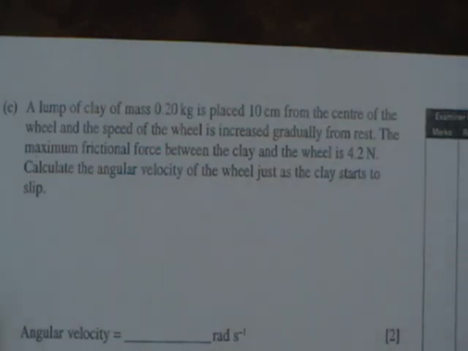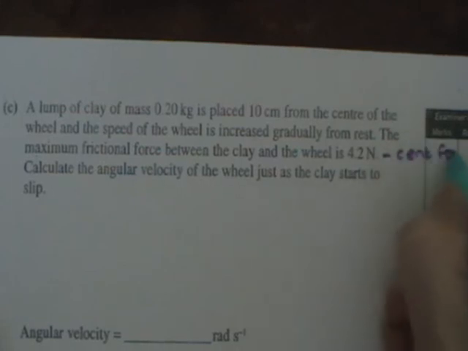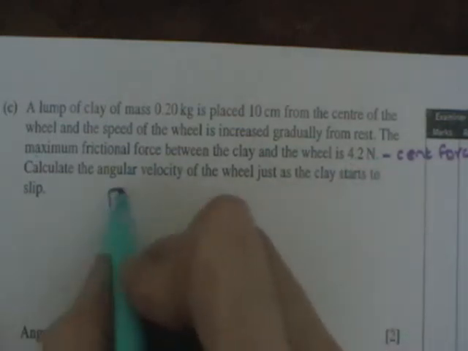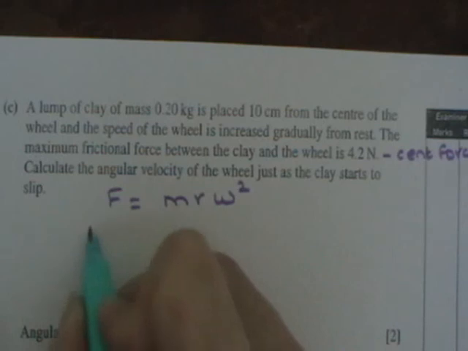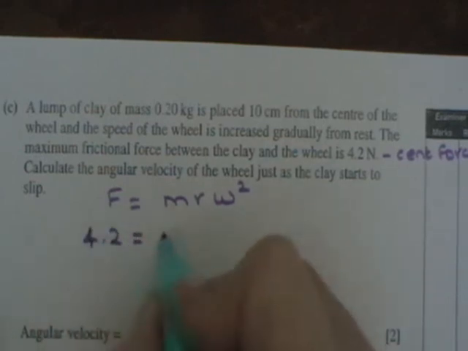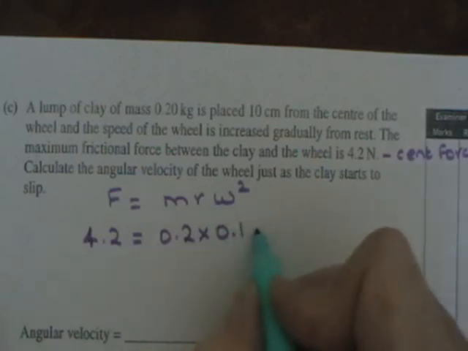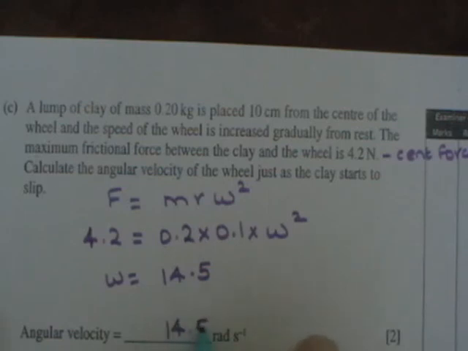So we're talking about, this is the maximum centripetal force that can be provided. And so we want to calculate the angular velocity when we have a centripetal force of 4.2. So we're using m r omega squared, F is 4.2, m is 0.2, radius is 0.1, and omega squared we don't know. And when you do that calculation, omega comes out to be 14.5 radians per second to the minus 1.